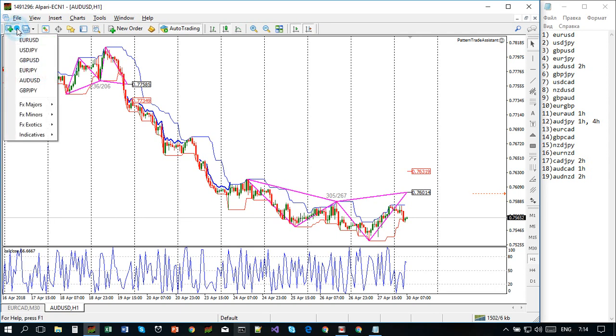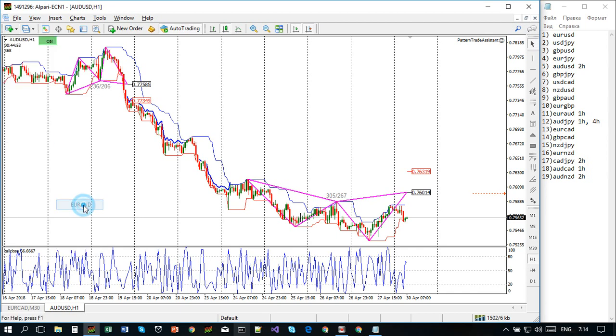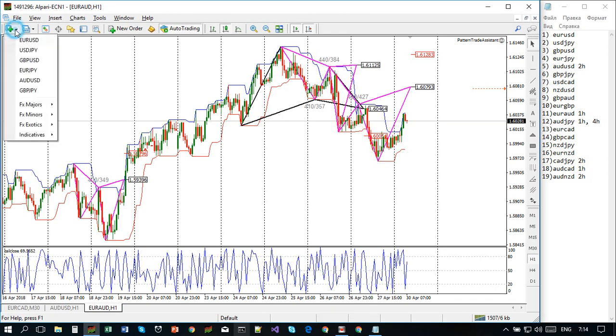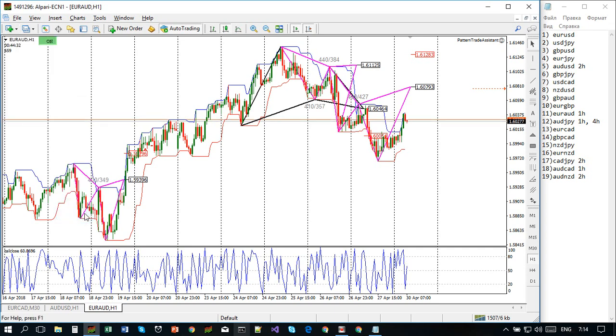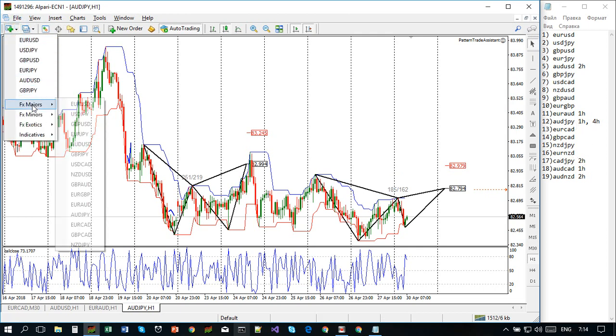Euro Aussie 1 hour. Euro AUD. Okay, 1 hour, 1 hour. Then let's see Aussie Yen 1 hour. AUD JPY. Here it is. And we should also keep in mind that we have a larger pattern on 4 hour. Canada Yen 2 hour. CAD JPY.